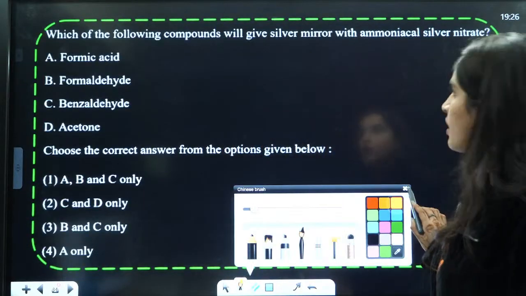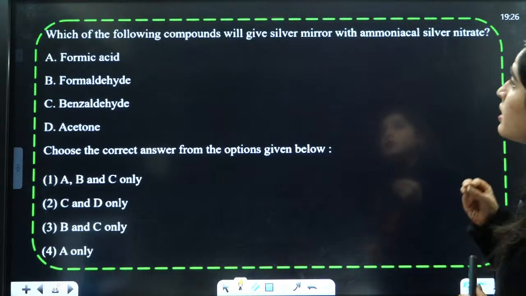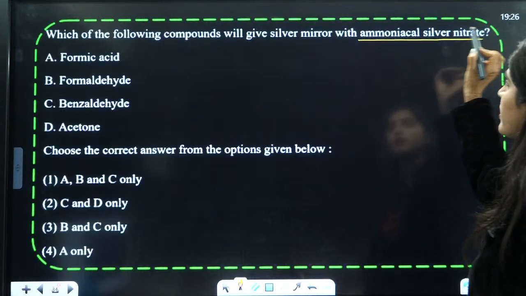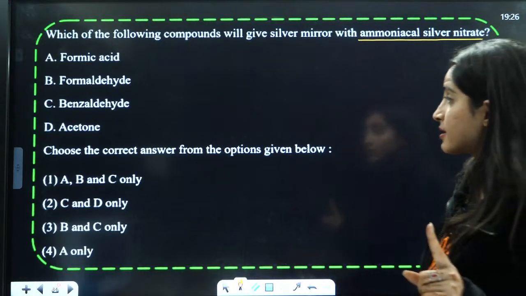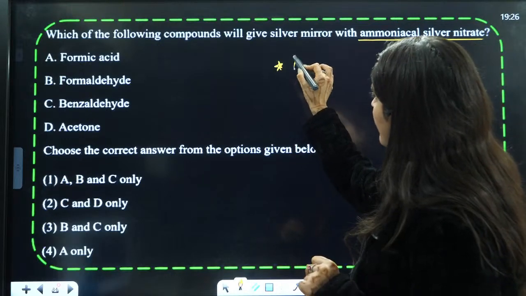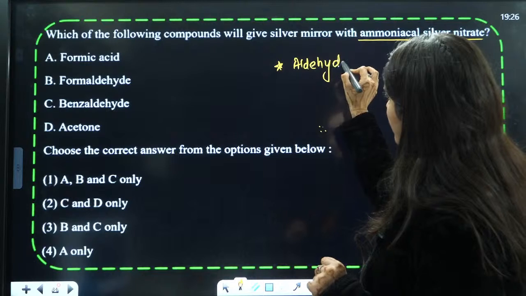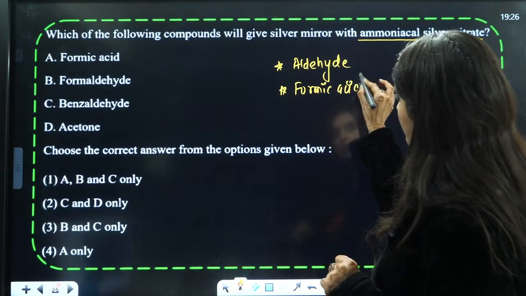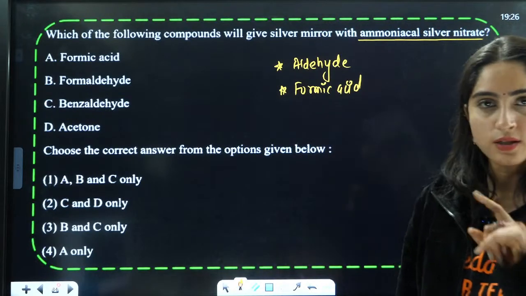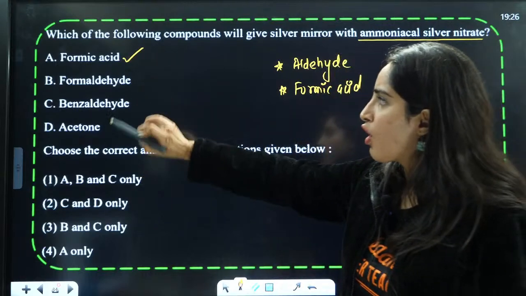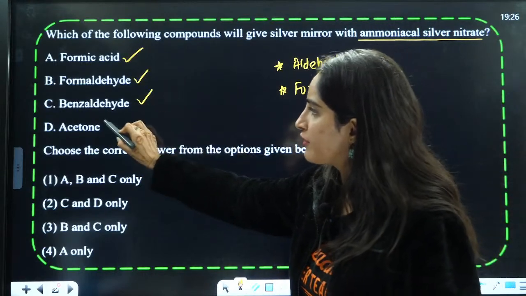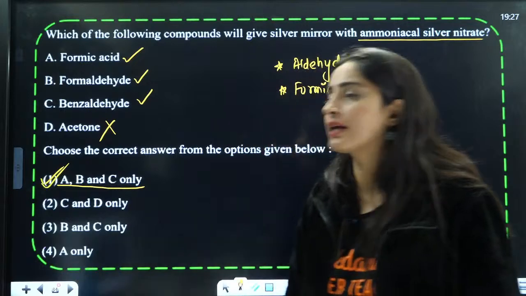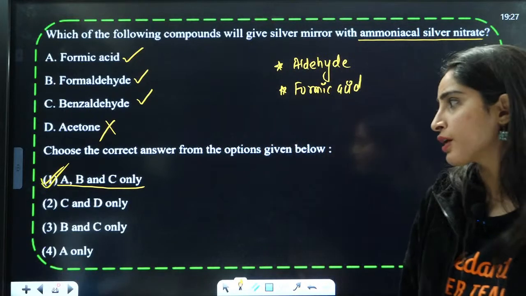Next is, which of the following compounds will give a silver mirror with ammoniacal silver nitrate, right? The silver mirror, the Tollens test, is given by, very important, aldehydes. Second, formic acid also gives it. So formic acid will give, formaldehyde will give, benzaldehyde will give, but ketone will not. So A, B and C will give the positive Tollens test.